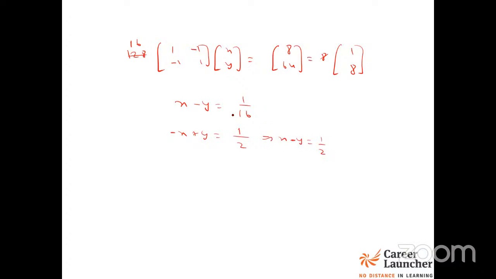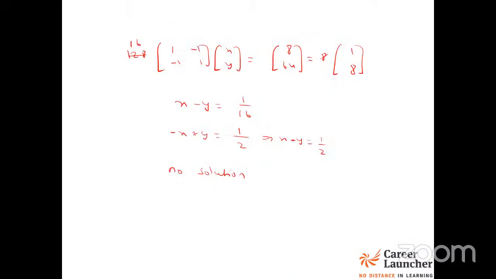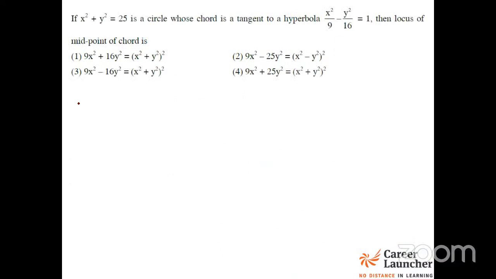So by observing this, there will be no solution, because x minus y is giving us different values for this. So there will be no solution for the given equation. So the answer will be no solution. Right, let's see the next one.